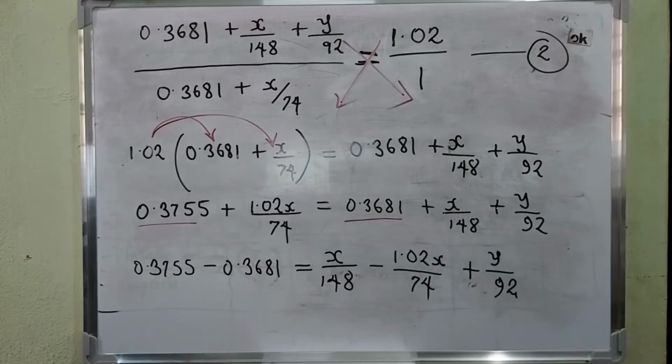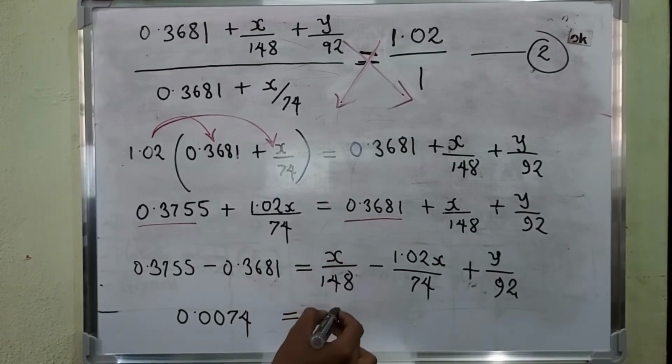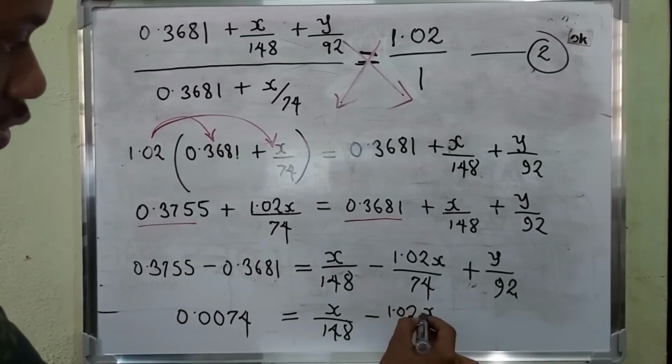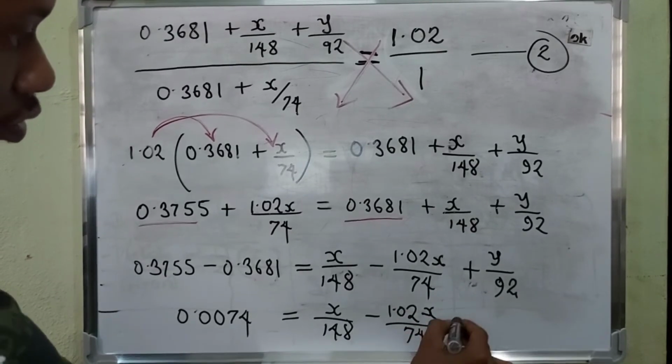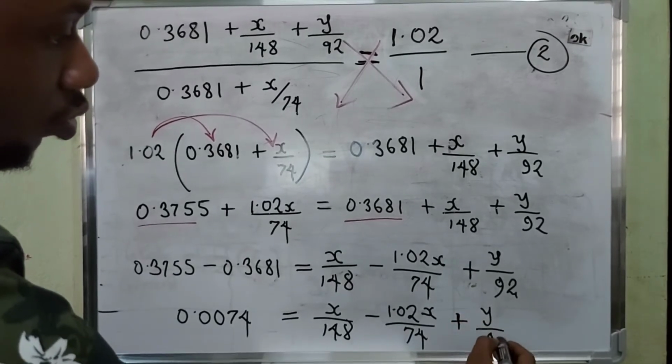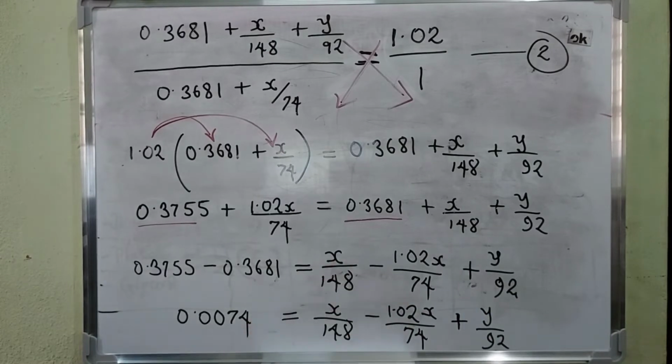So now we have this expression. If you go ahead and subtract this value, we'll have 0.0074 for this expression. So we still have the same value, x over 148 minus 1.02x over 74 plus y over 92. So now we are left with this expression. Of course, we would have to simplify this expression further. And how to do that? Let me rewrite it from the top and explain.